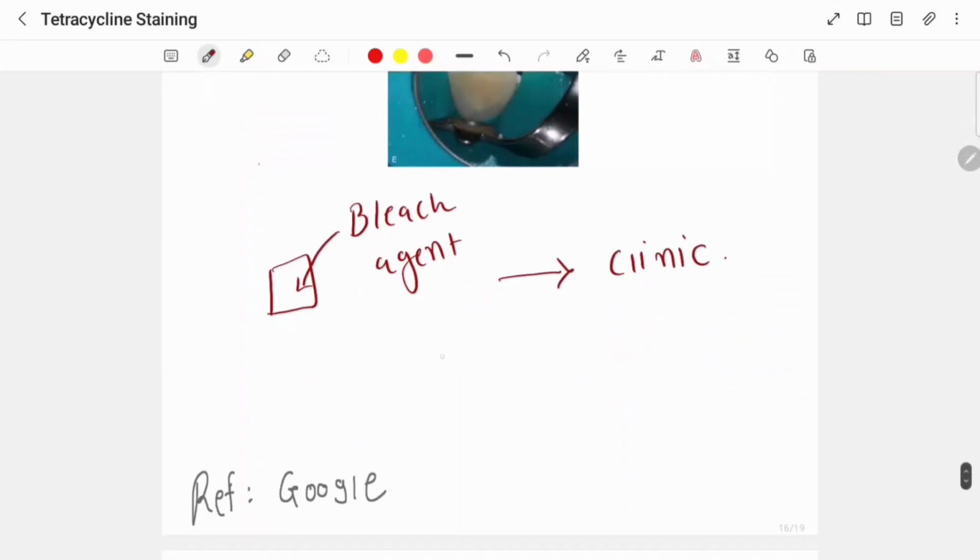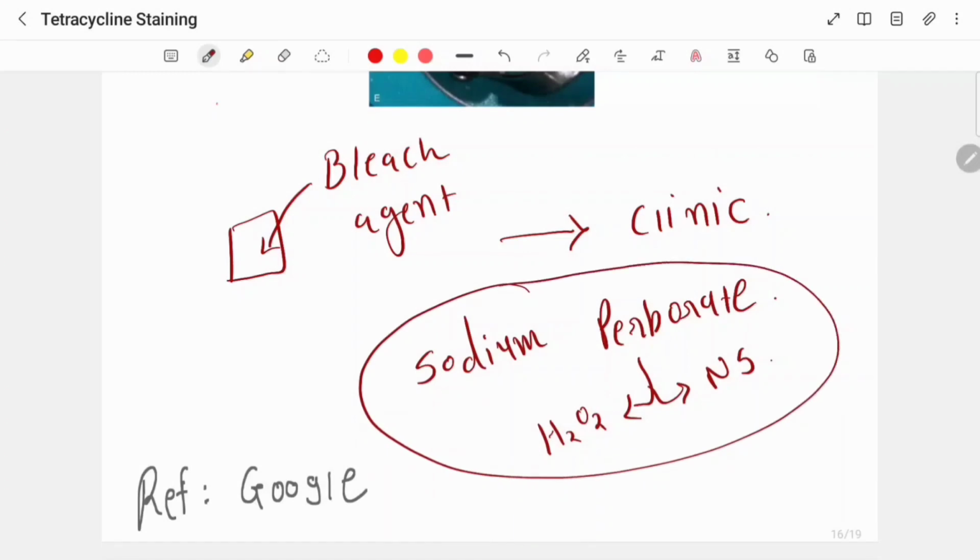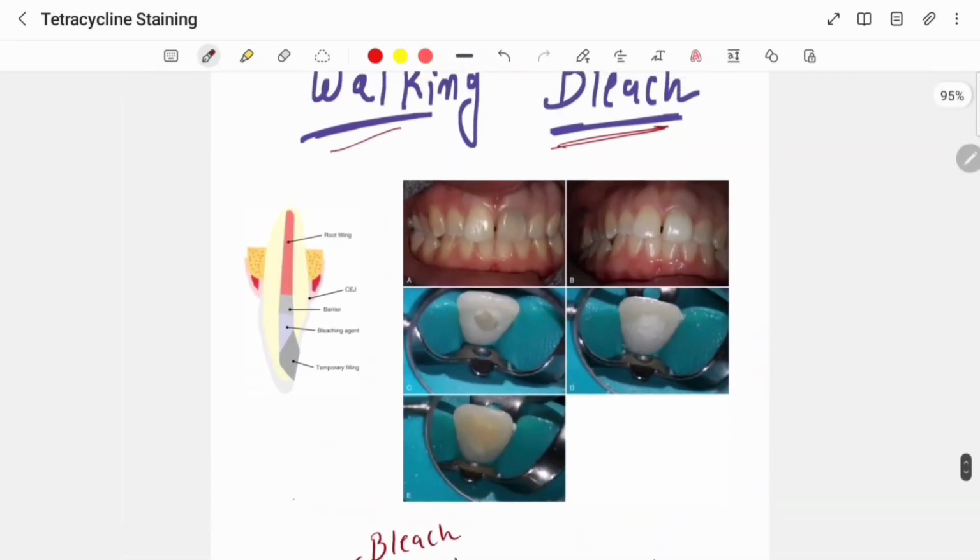In this we normally use a bleaching agent called sodium perborate. This sodium perborate should be mixed with either hydrogen peroxide or normal saline, making a paste, and then we put this paste inside the tooth. How is this walking bleach technique performed?